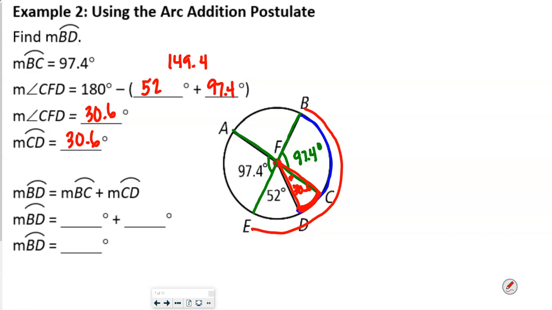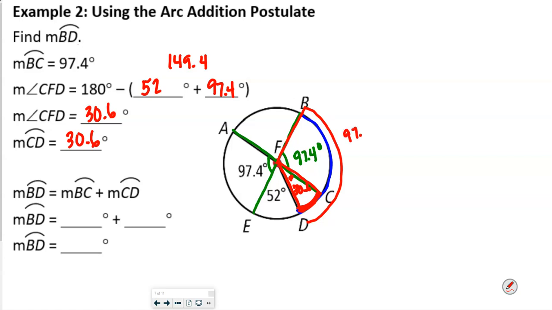Okay, next we're looking for arc BD. I'm going to erase some of these colors out here. So now we're looking for this arc BD right there, right? Notice the arc BD should be equal to angle BFD. Does everybody see that? Or we can just add those two arcs together.